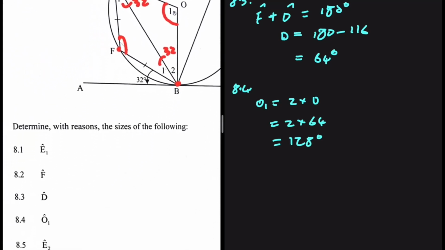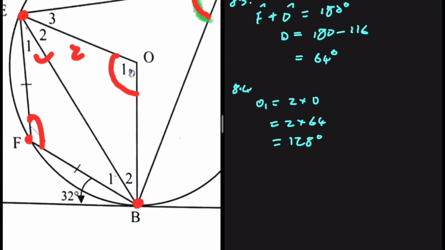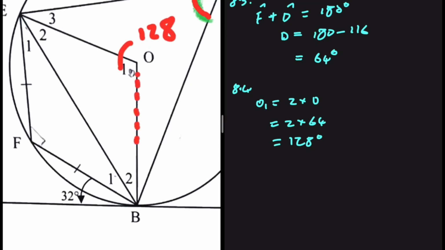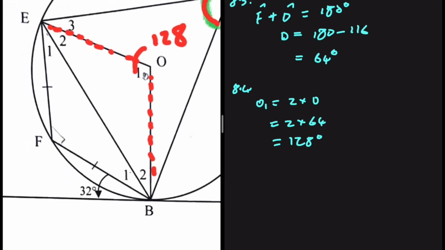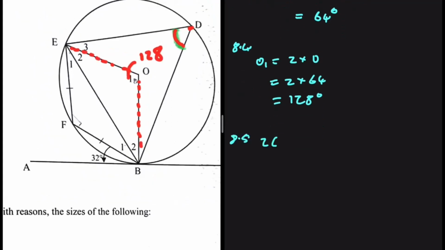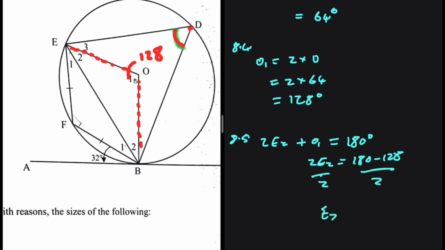The last question, we are looking for E2. So let's go ahead and see what we have for E2. Well, at this point, we know fully well that O1 is equal to 128, but OB is a radius and OE is also a radius. So E2 is equal to B2 because angles opposite equal sides. 2E2 plus O1 is equal to 180 degrees. So 2E2 will be equal to 180 minus 128. We're dividing by 2 on both sides. So let's just go ahead and show that. If we do that, then E2 is equal to 26 degrees.